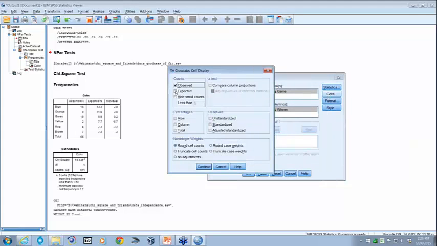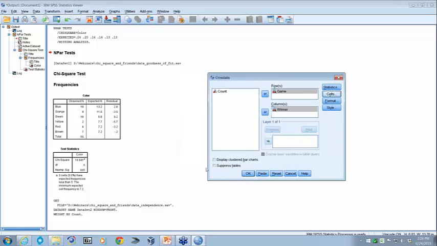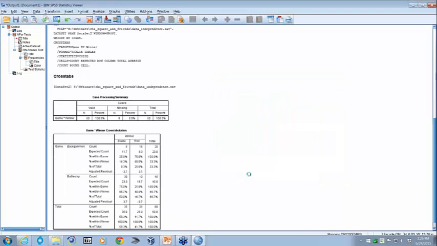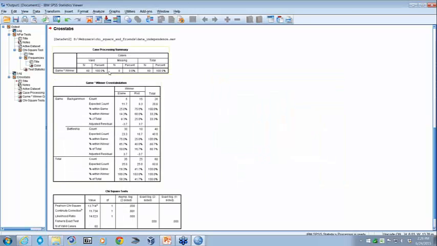For cells, I like to look at the observed, I like to look at the expected, I also like to look at percentages just to see what the different percentages are. And then I also like to look at the adjusted standardized residuals, and these are the residuals I kind of mentioned a little bit earlier. I'm going to hit continue, and I'm going to click OK. And here we have our output. It shows there were 60 observations. Here's how they are all divided. Okay, and here's our significance.